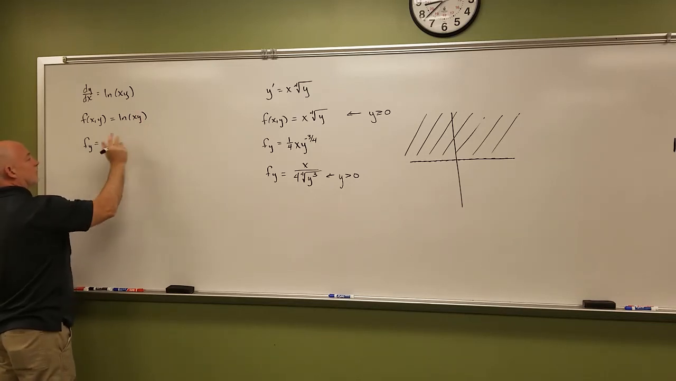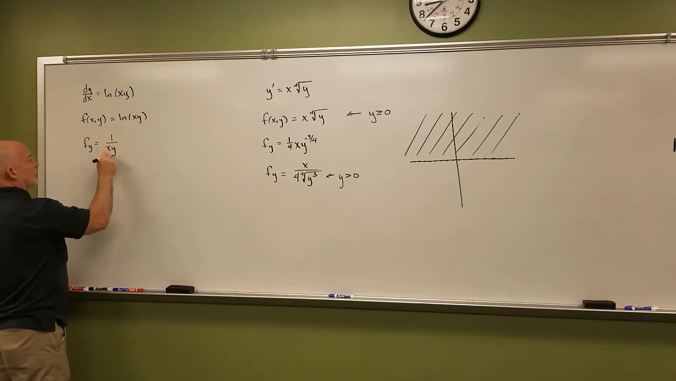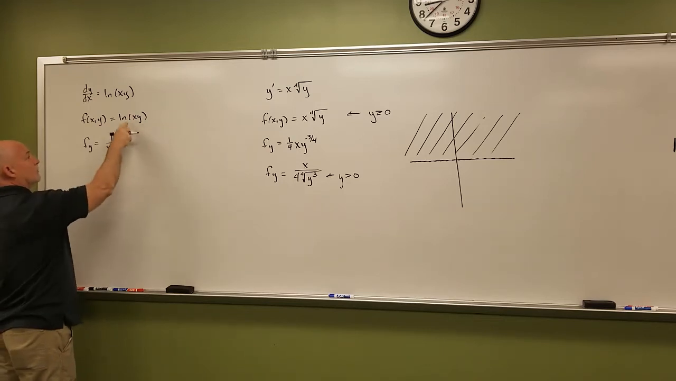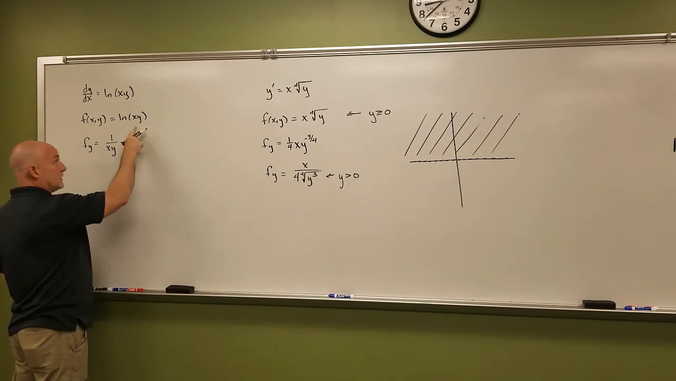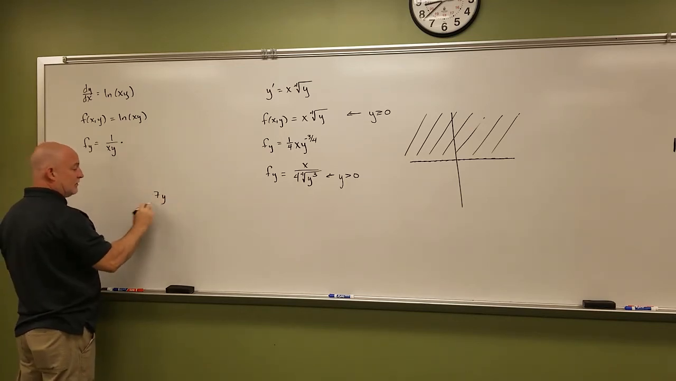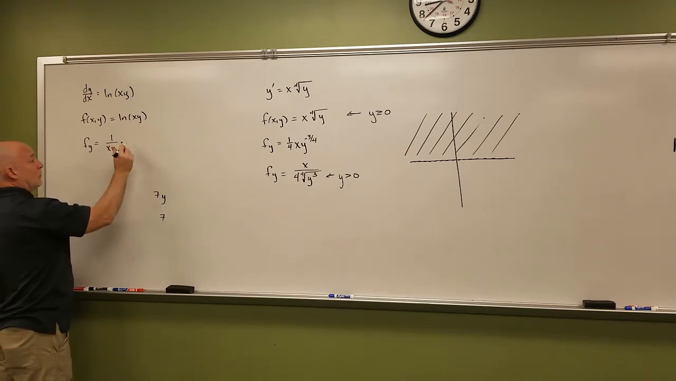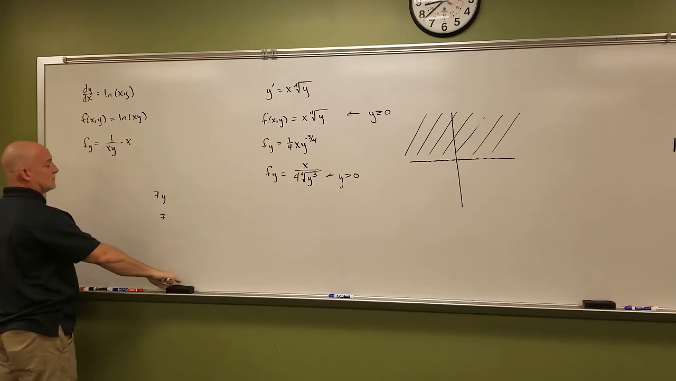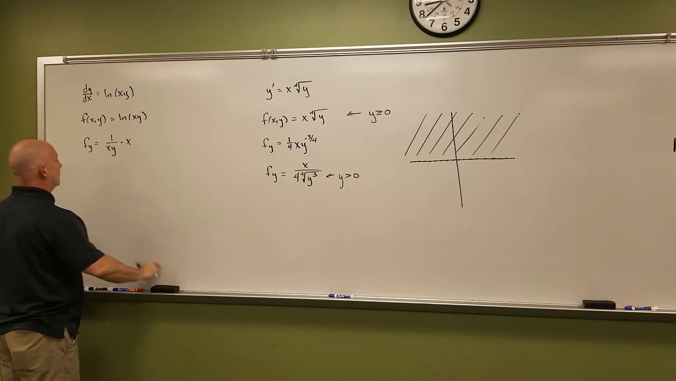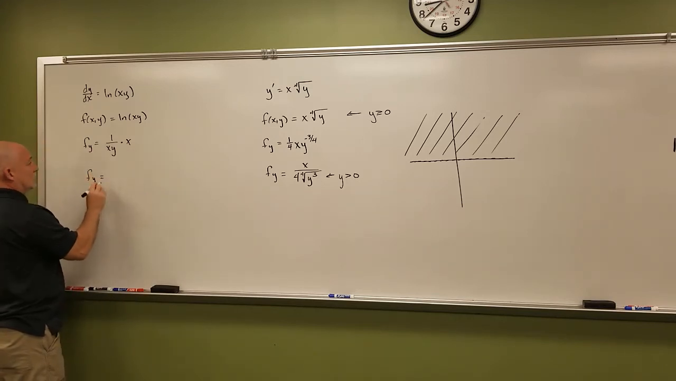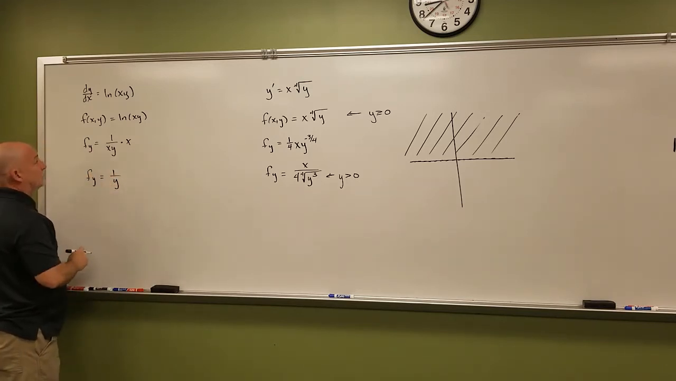The derivative of a logarithm is 1 over the argument times the derivative of that argument. Now we're taking the derivative with respect to y, so the x is a constant, just like if it was 7y, the derivative of that would just be 7. So the derivative of xy is just x. Okay, so simplifying this, f sub y is just 1 over y.